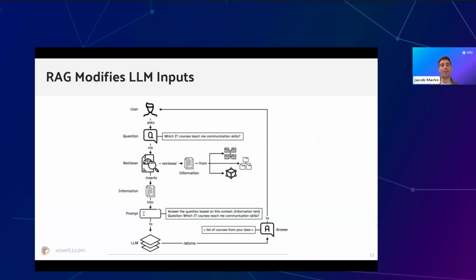If we ask a question, in this case, the question is, which IT courses teach me communication skills? You have a retriever, which is going to retrieve information from documents in some database, and it's going to then prompt the large language model with this prompt here: answer the question based on this context. Then you provide all of the context from those documents, and then the question. So that's what RAG is.